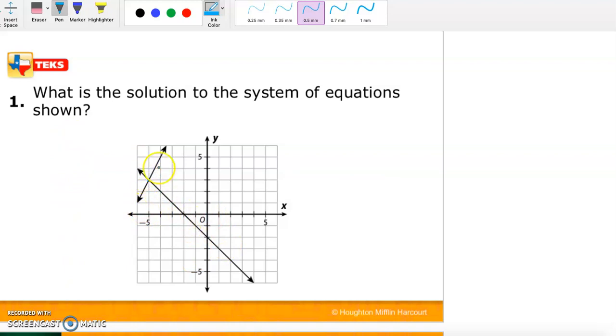So I see where does it cross? They both cross right here. And when I write my coordinate point, I'm going to do my x first. So let's see, where does it fall for x? It falls on -5. And where does it fall on the y-axis? Well, let's see. It falls on 1, 2, 3, 3.